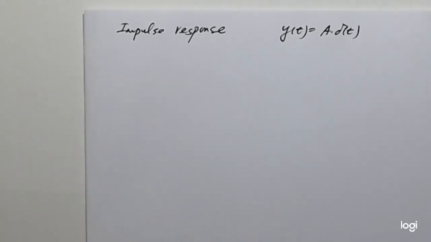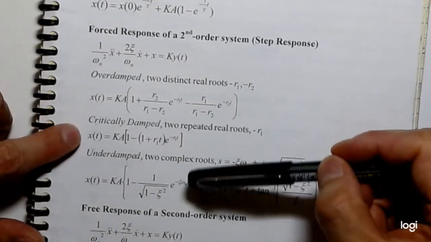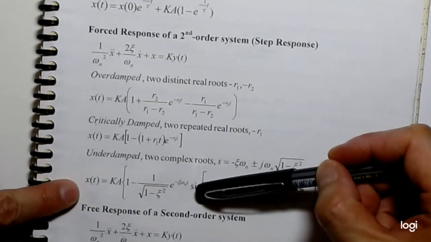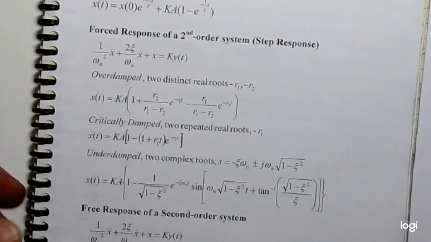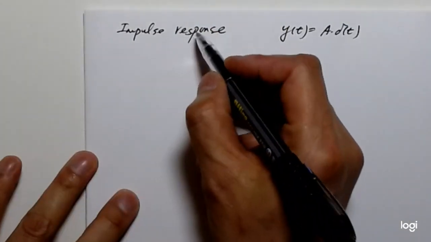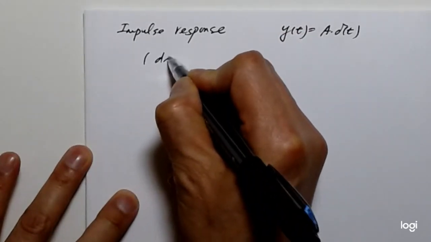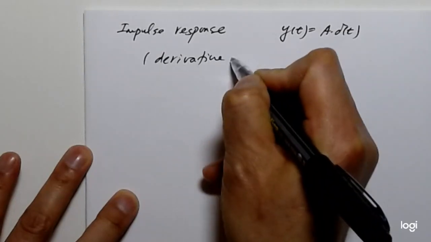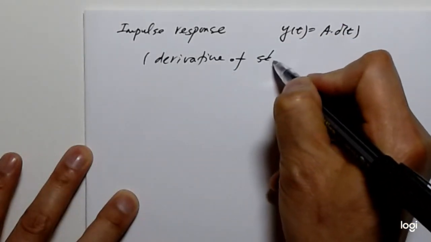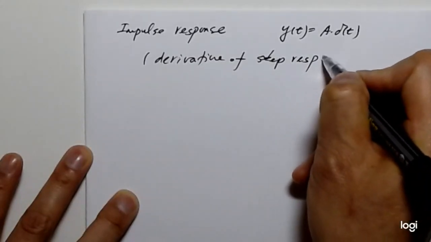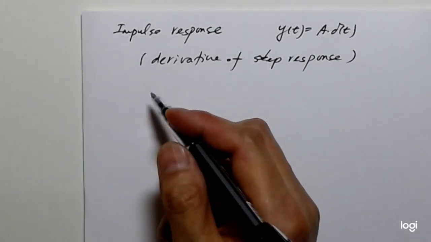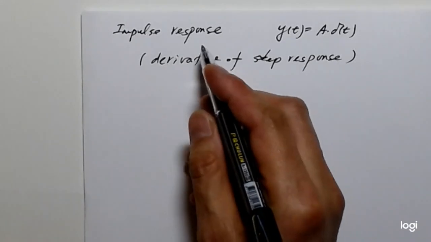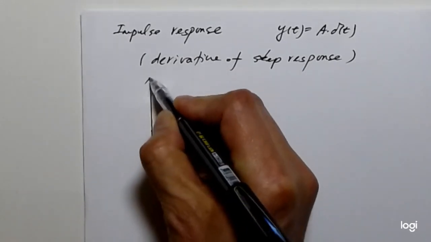Okay, so you know the step response for three different cases. So for the impulse response, take the derivative of these three. So it would be the derivative of the step response. Again, you can do that mathematically, and let's just look at the impulse response curve.